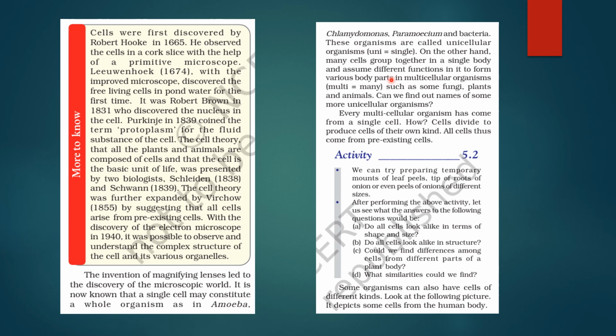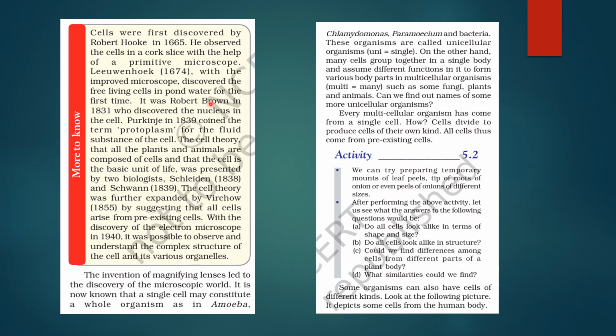So, let's talk about something important. ये एक extra information है. Cells, we know, were discovered by Robert Hooke in 1665. He observed the cells in a cork slice with the help of a primitive microscope. Okay. Then Leeuwenhoek, with the help of an improved microscope, discovered that free living cells can be found in pond water. For the first time, he found this.